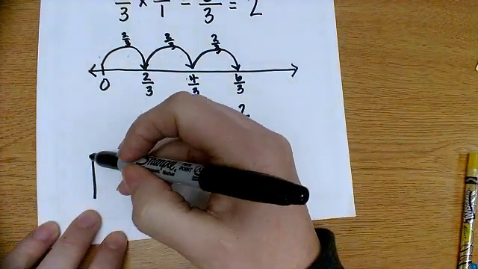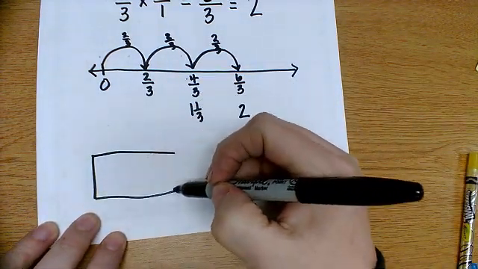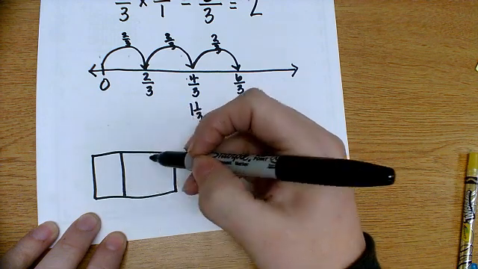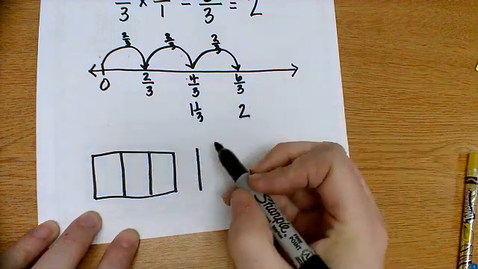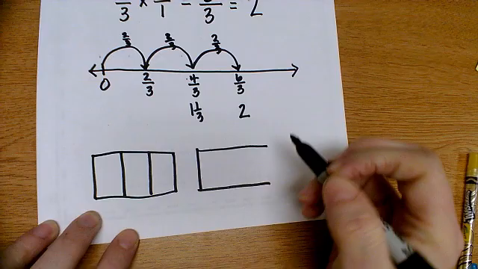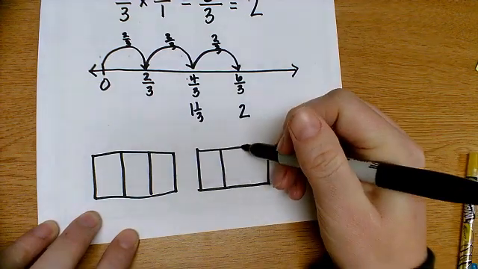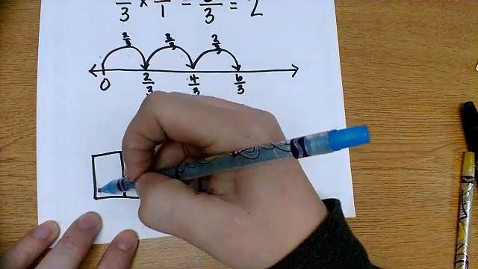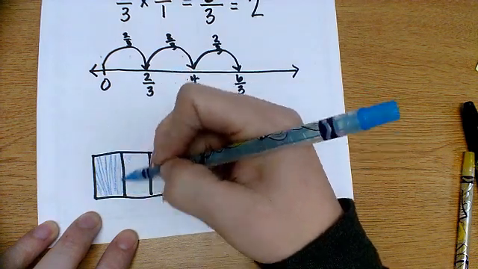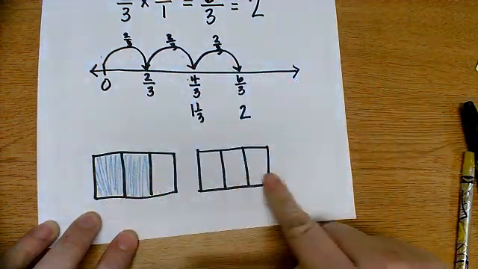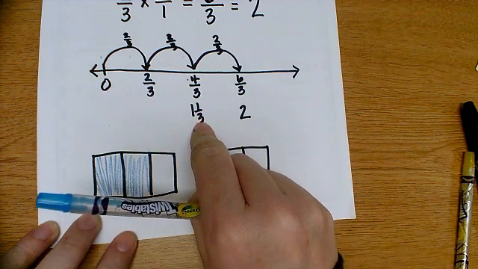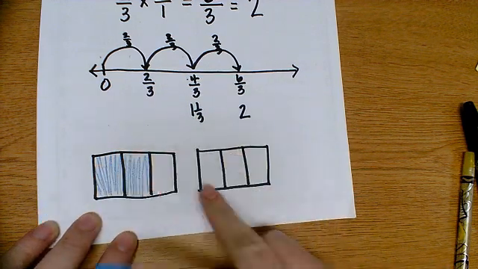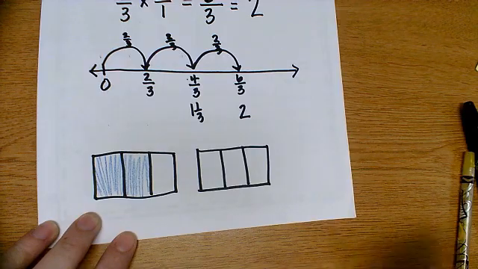We could also show a picture. Again, I'm going to show you 3 groups of 2/3. So I'm going to need 3 different colors. There's 1 group of 2/3. I split my rectangle into thirds because that's what my denominator is, and I shaded in 2/3 in 1 color.